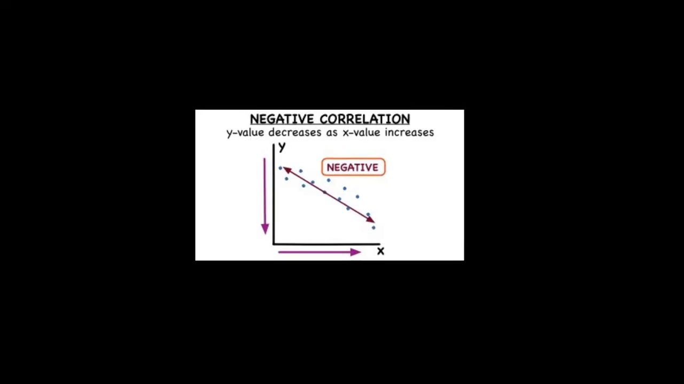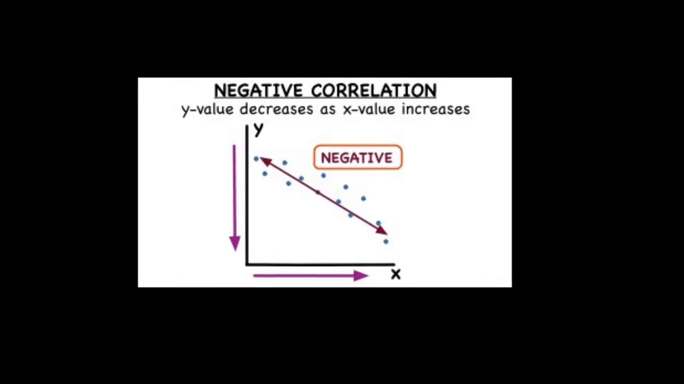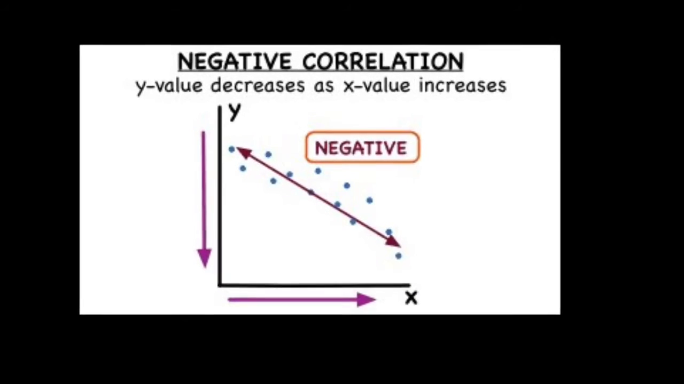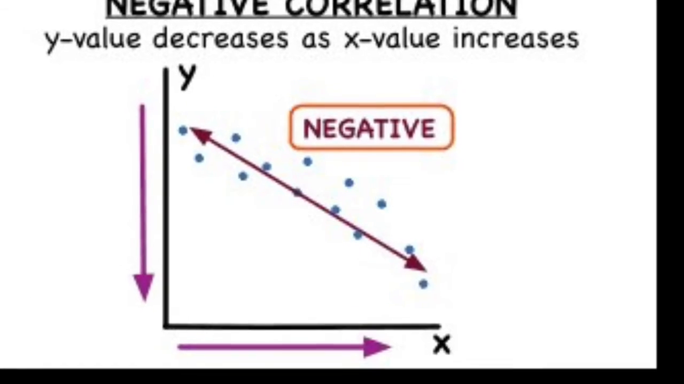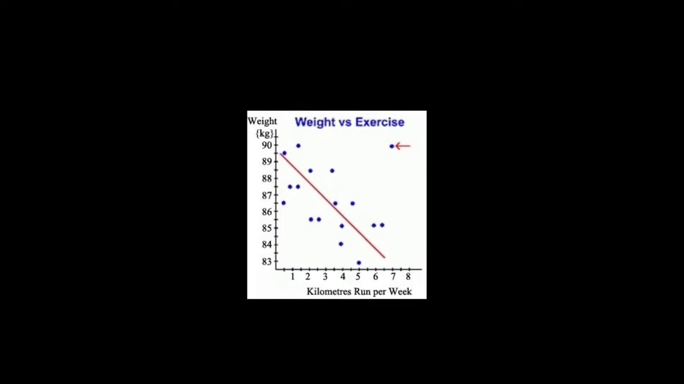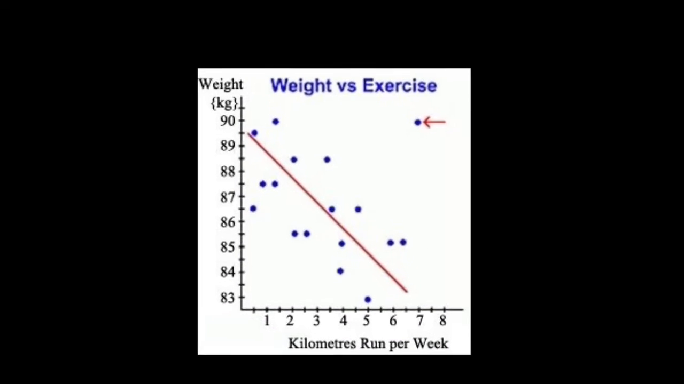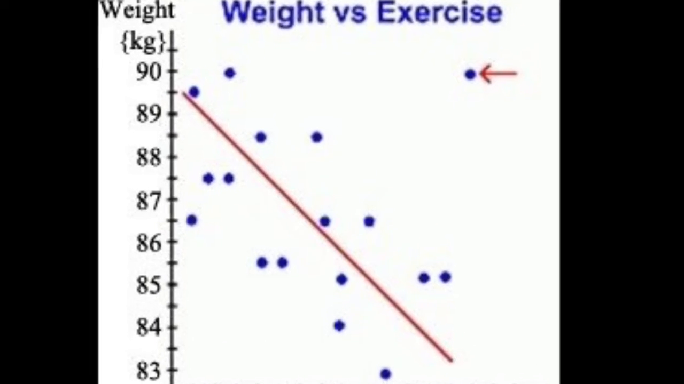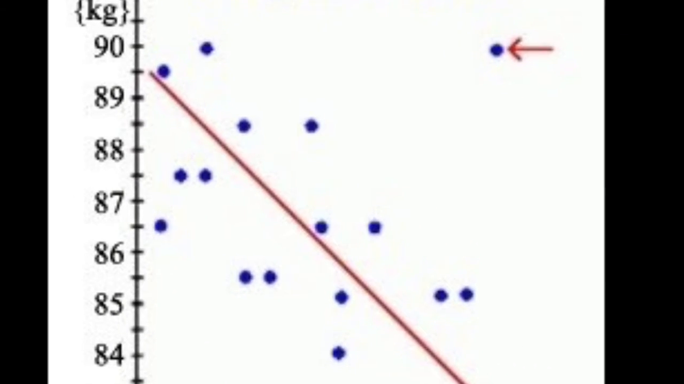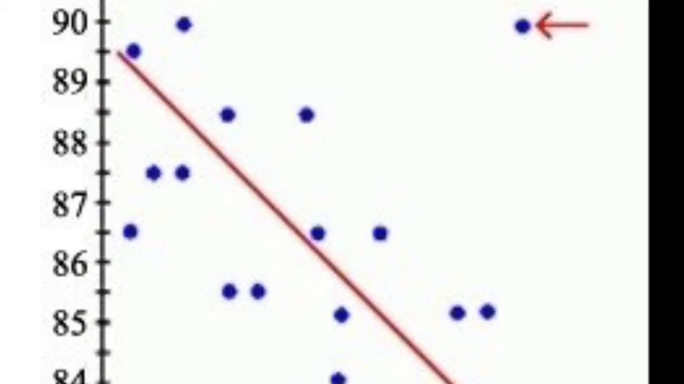The second kind of correlation is a negative correlation. In a negative correlation, one value goes up and the other value goes down. This causes your dots to go down from left to right. An example of this here provided is your weight versus exercise, but another example would be if you purchase concert tickets. The further back you are, so the higher your row number, the less it costs you.